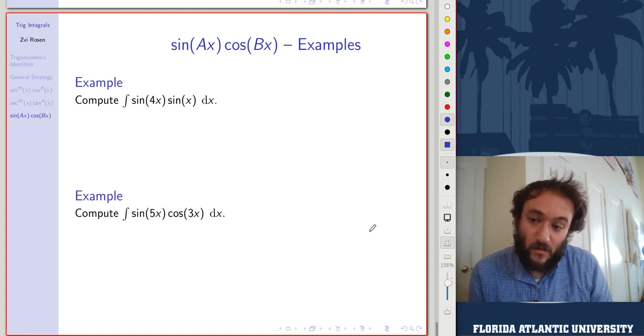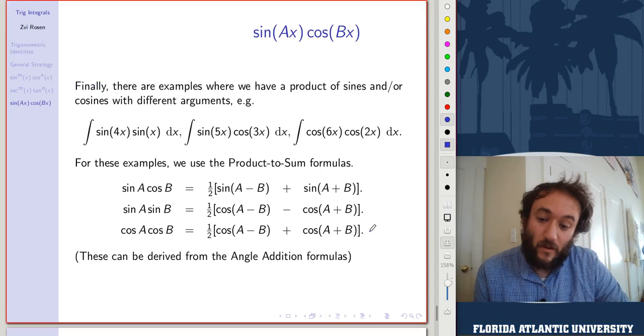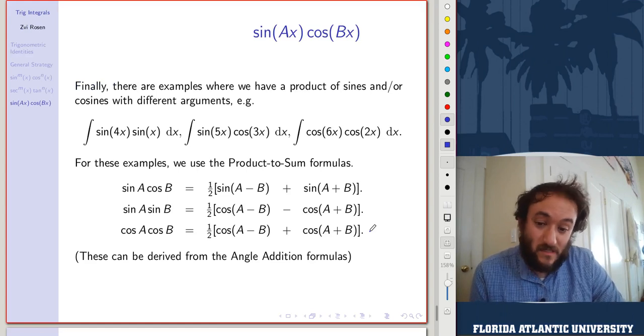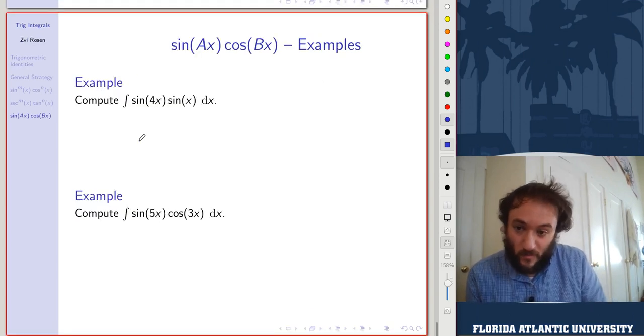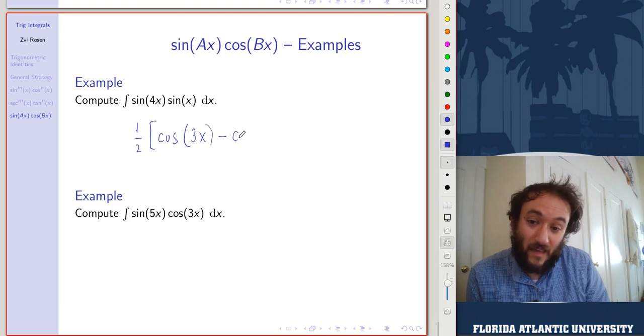Okay, so here we're asked to compute the integral of sine of 4x times sine of x dx. So we'll look back at our table of formulas. We know that sine A sine B is one half of cosine of A minus B minus cosine of A plus B. So this will be equal to 1/2 times cosine of A minus B, so in our case that's 3x, minus the cosine of A plus B, which is 5x.